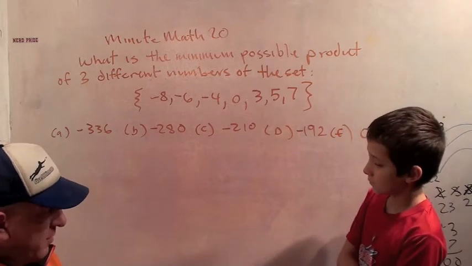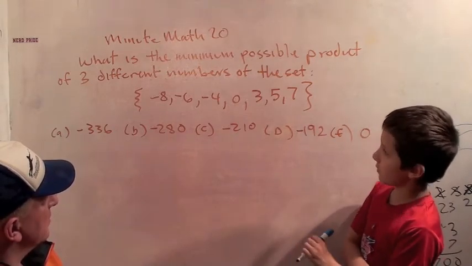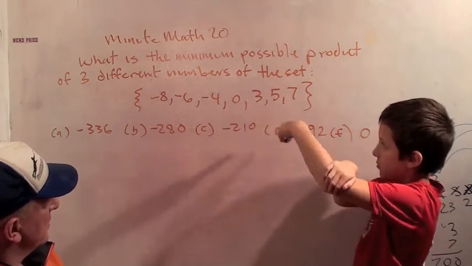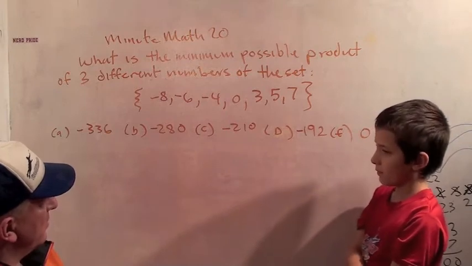Okay, do you understand the problem? Yeah. What are you trying to find? The smallest possible product of three numbers in this set. Okay. That are different. All right, great. How do you want to approach this problem?